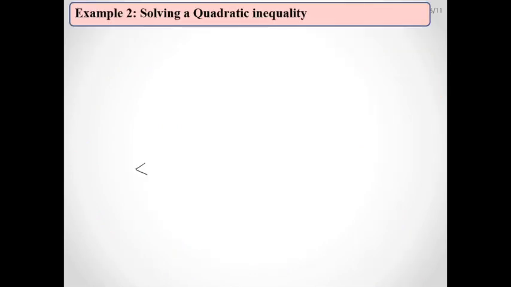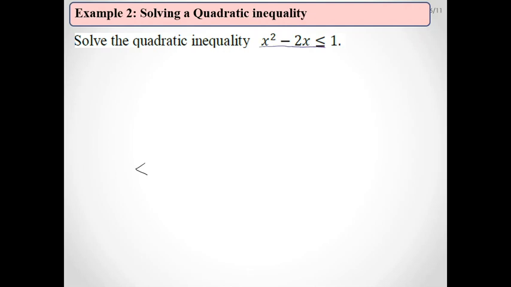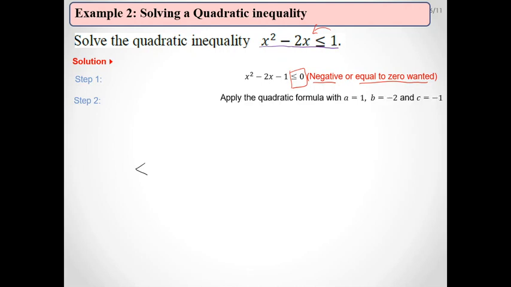Let's look at this exercise. We have a quadratic inequality here, and we want to solve it. The first thing we have to do is put it in standard form. Now you send this one to the other side, and you get this one. What is wanted? Negative or equal to 0 wanted. So negative intervals or equal to 0 wanted. Then step 2 is find the solution of this.